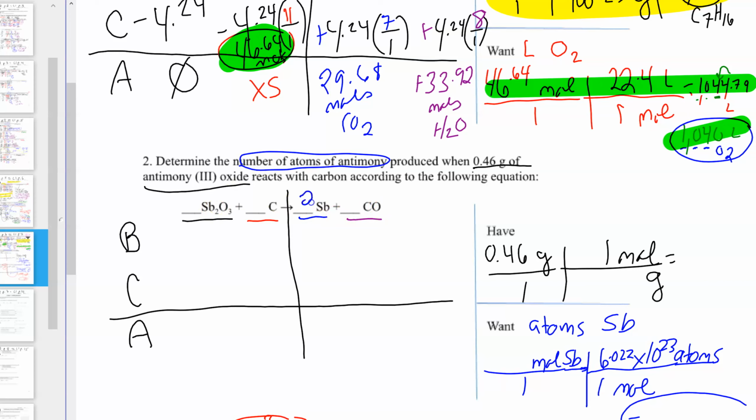Let's get 2 antimony, 3 oxygen. I'm lucky there's no O2 over here, so maybe I don't have to go to 6. Let's just try and get 3 oxygen right here. So far, 2 antimony, 2 antimony, 3 oxygen, 3 oxygen. Now let's check the carbon. 3 carbon? Oh, look at that. 3 carbon. Looks like we're balanced now.